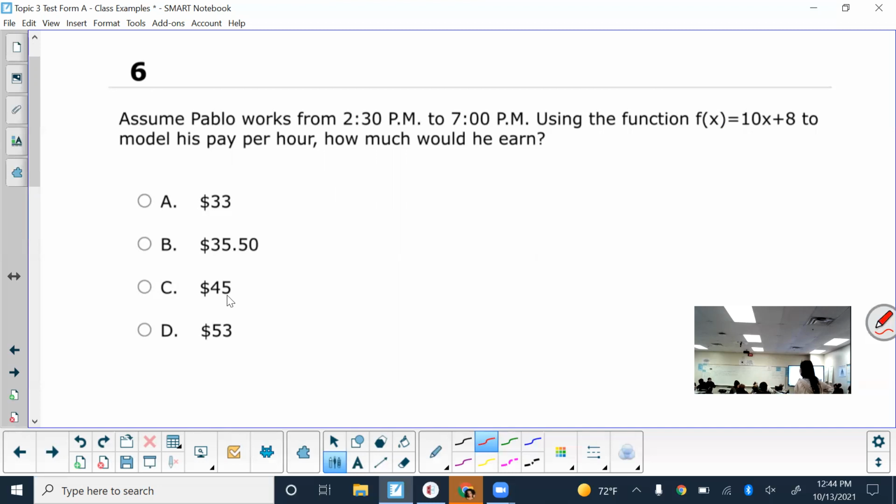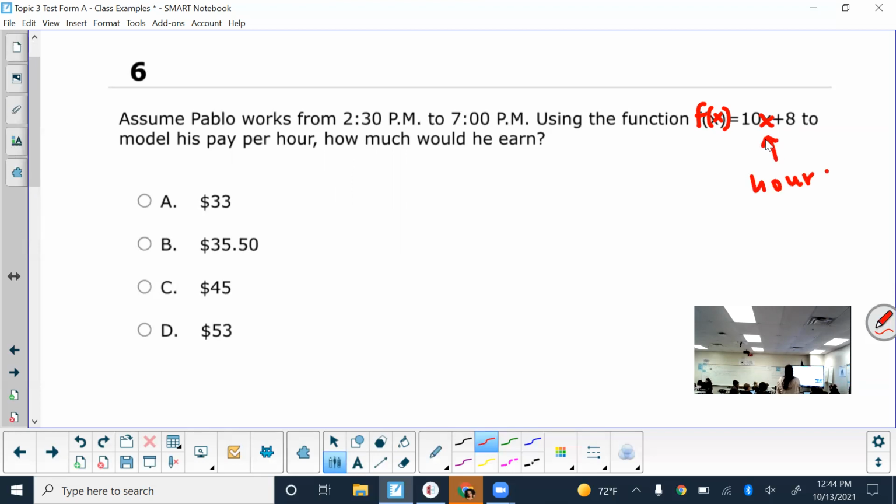So assume Pablo works from 2:30 p.m. to 7 p.m. using the function f of x equals 10x plus 8 to model his pay per hour. How much would he earn? So they give you a formula to model his pay per hour. We have an input, which is x, and an output, which is f of x. So what's the input? Is it the pay or is it the hours?